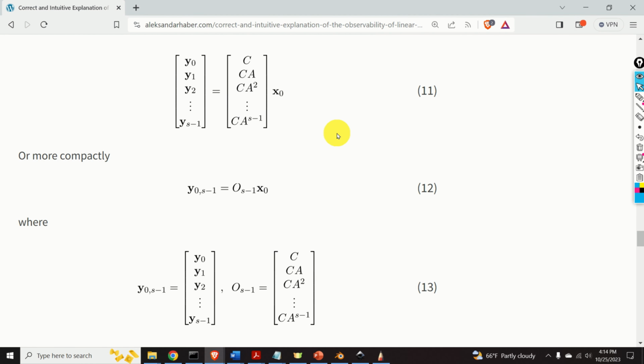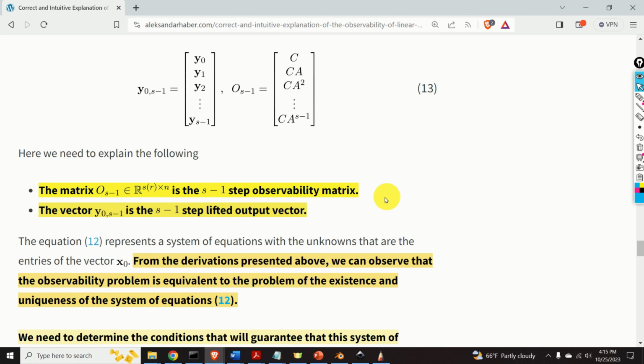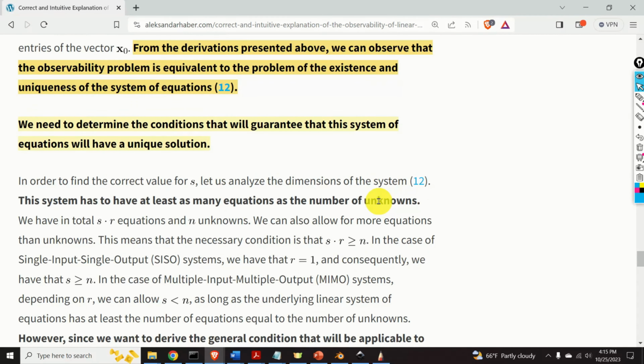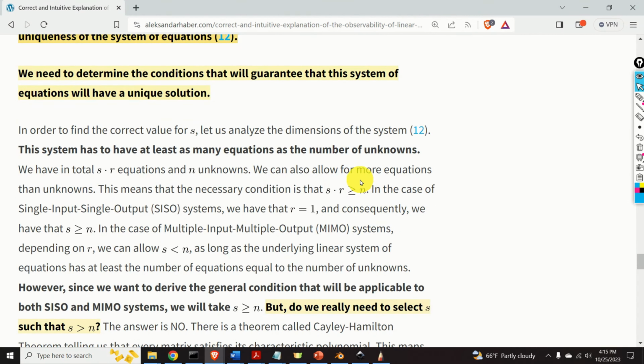From everything stated up to now, we can conclude the following. We can conclude that the observability problem is equivalent to the problem of the existence and uniqueness of the solution of the system of equations 11, or in the compact form 12. We need to determine the conditions that will guarantee that this system of equations will have a unique solution.